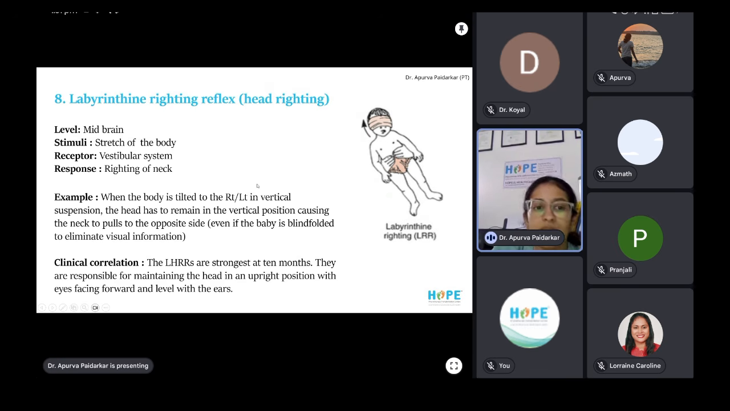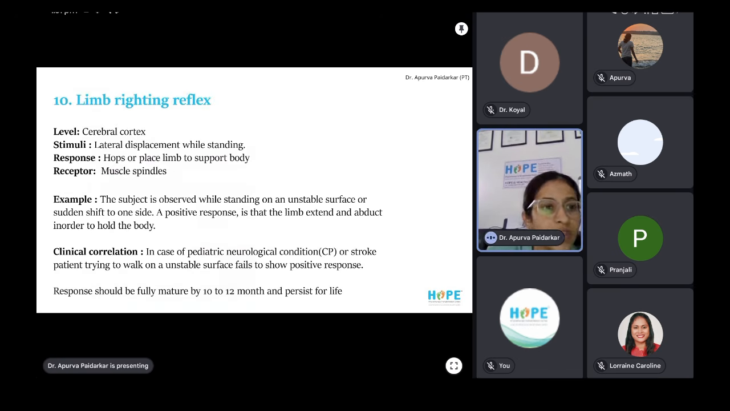What happens is that when the body is tilted to the right or left in vertical suspension, the head has to remain in a vertical position, causing the neck to pull to the opposite side. This should happen even if the baby is blindfolded. Clinically, the labyrinthine righting reflexes are strongest at 10 months, and they are responsible for maintaining the head in an upright position with the eyes facing forward and the eyes level with the ear level.